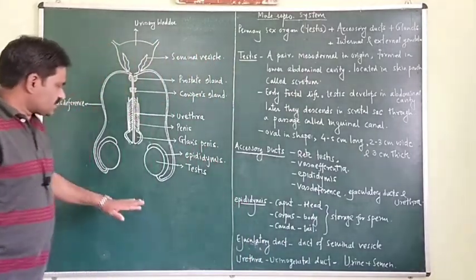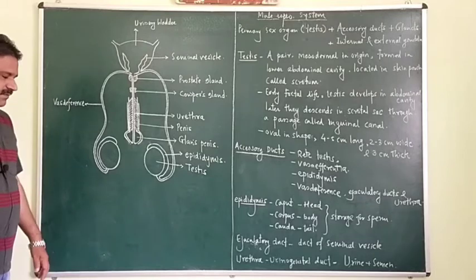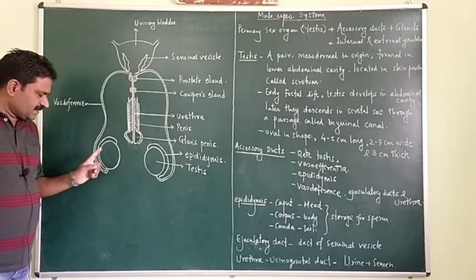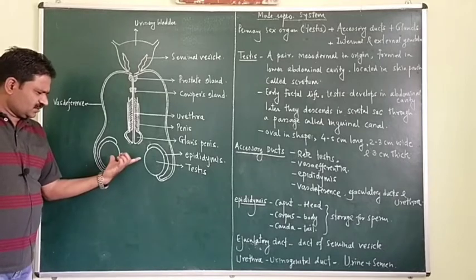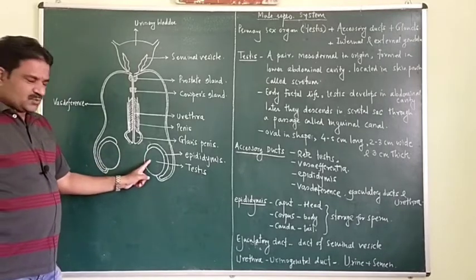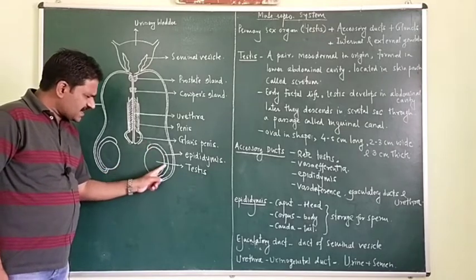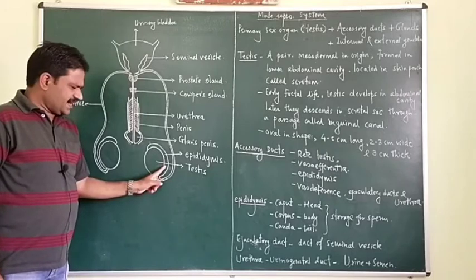Now see, this is the simple diagram of male reproductive system. We can see here that a pair of testes are present, means two testes are here. On the posterolateral side of testis there is an epididymis, means testis then epididymis.